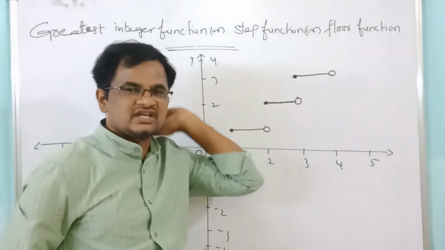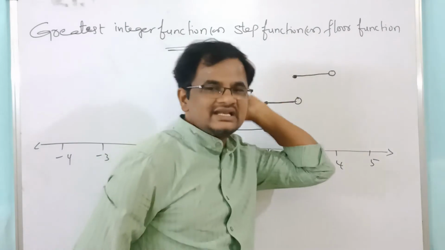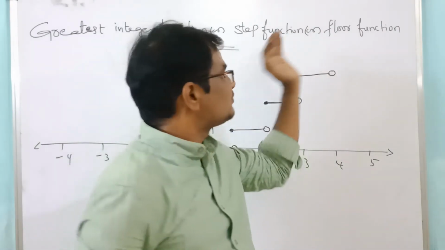So that's why it is called what? Step function. Otherwise, if you consider it as a first floor, second floor, third floor, like that, that's why it is called floor value function or floor function.